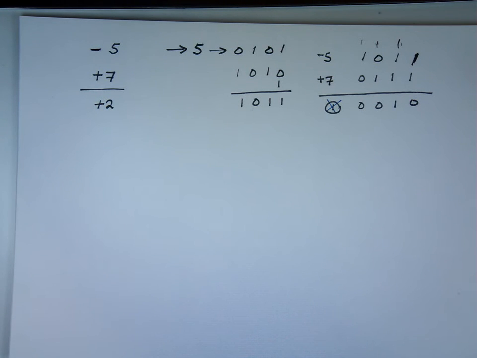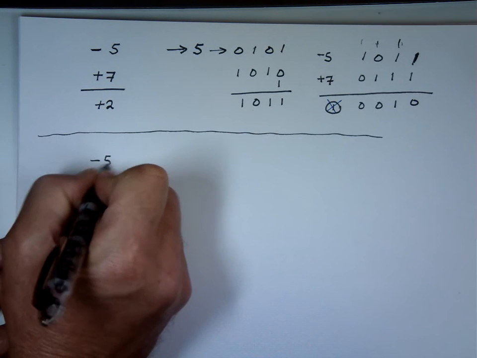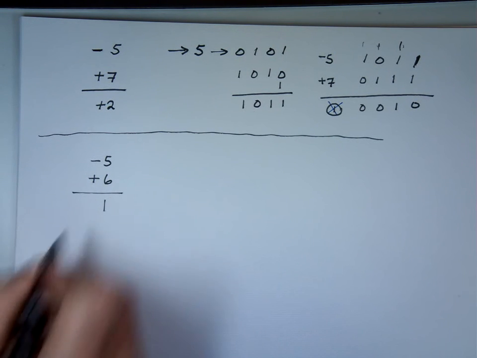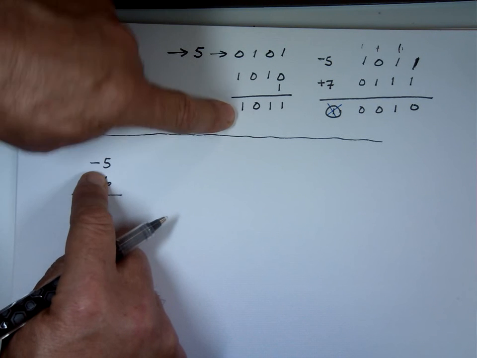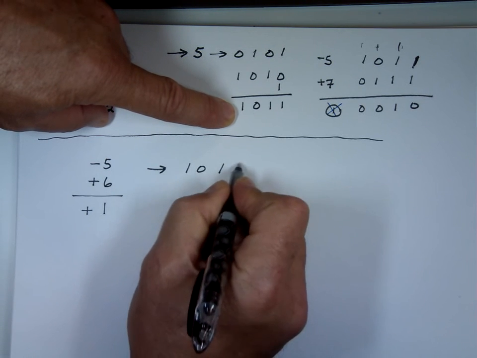Let me try another one. Since I have the negative 5 handy, maybe I'll use it. What's negative 5 plus 6? We know the math says what? 1. The negative 5, I just did that. That's the 2's complement of negative 5. So that's 1, 0, 1, 1. The 6 is what? Is that 4 and 2?